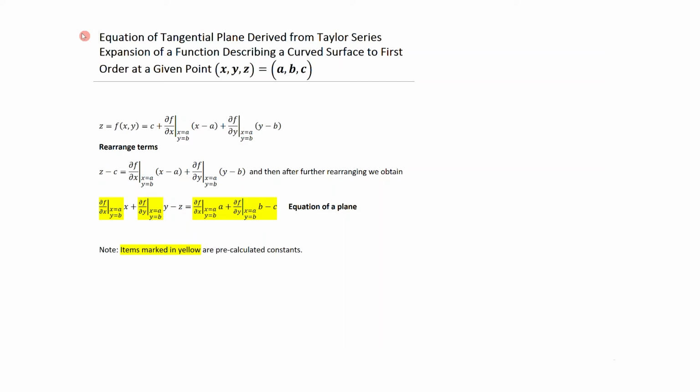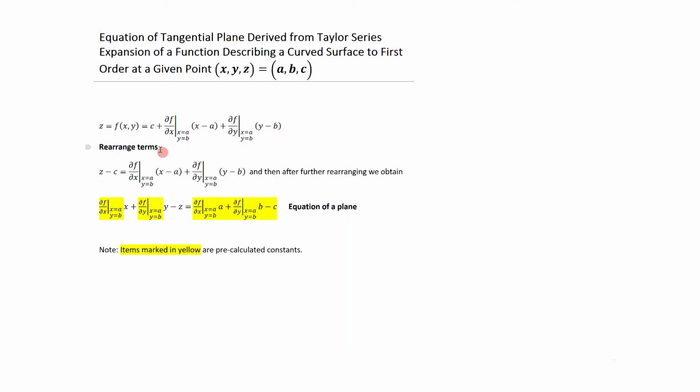up with z equals the function itself, which, in terms of first order expansion, is the constant c, the z component, plus the partial derivative with respect to x evaluated at x equals a, y equals b, times x minus a, plus the partial derivative with respect to y, also evaluated at x equals a, y equals b, times y minus b. So this is our starting point.